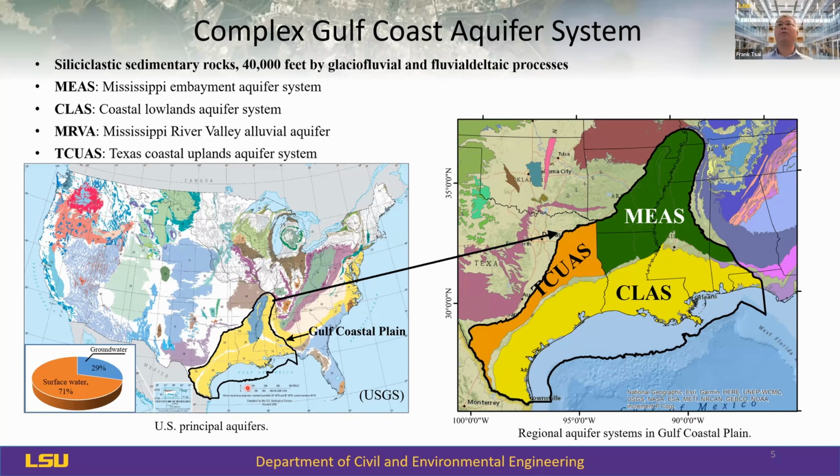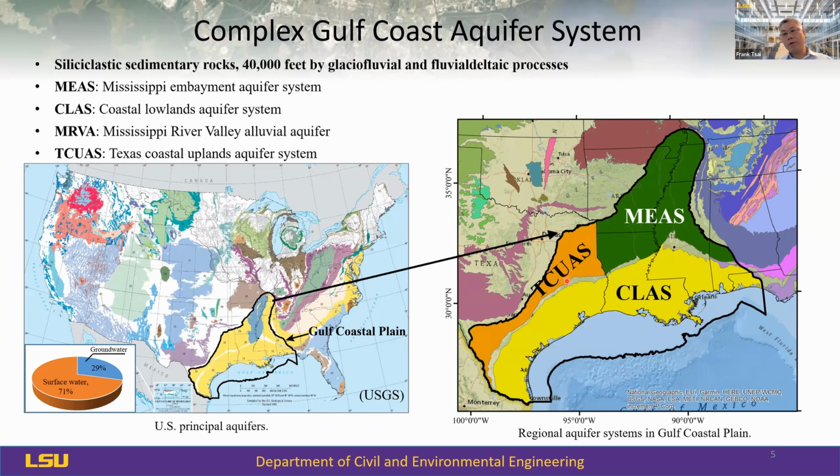Within this aquifer system, we have several major aquifer systems. MEAS, the Mississippi Embayment Aquifer System, is in the upper part of the domain. Near the coastal area across Texas, Louisiana, all the way to Florida, is the Coastal Lowlands Aquifer System. We also have MERAS, the Mississippi River Alluvial Aquifer, along the Mississippi River. And then we have the additional Texas Coastal Uplands Aquifer System.